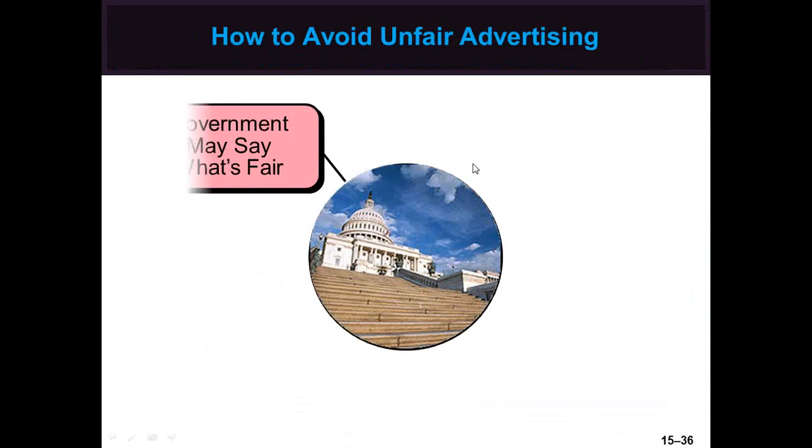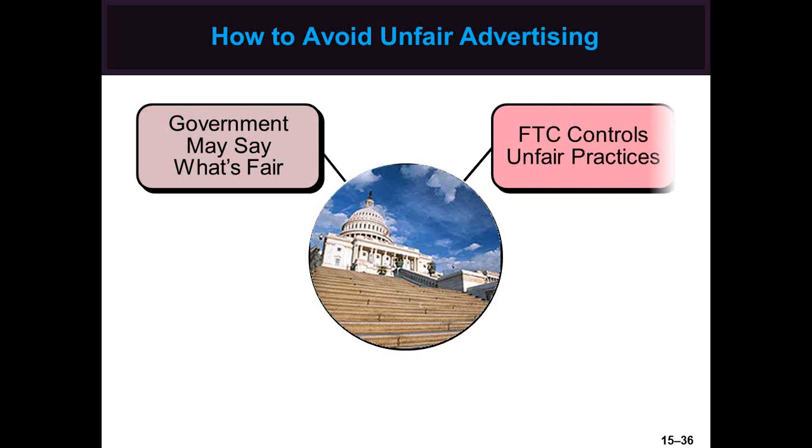In most countries, government agencies may say what is fair, allowable, or appropriate advertising. However, these regulations vary greatly from country to country. In the U.S., the Federal Trade Commission, or the FTC, controls unfair practices. Both advertisers and ad agencies share equal responsibility for false, misleading, or unfair ads. Companies that violate the FTC regulations may be required to promulgate affirmative disclosures such as health warnings on cigarettes.